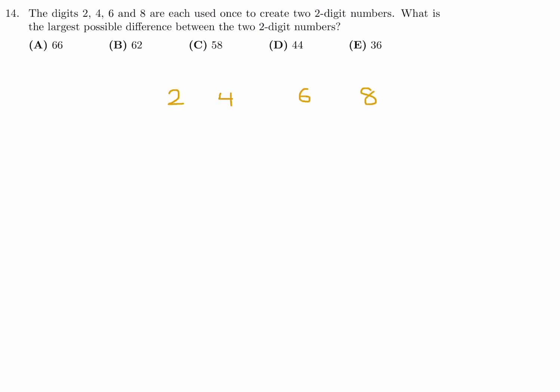The largest number I can make is 86 with these two. The smallest number I can make with the remaining two is 24. And if I take the difference, I subtract them, I get 62. And that is the largest possible difference I can make with those numbers. So number 14, the answer is B.